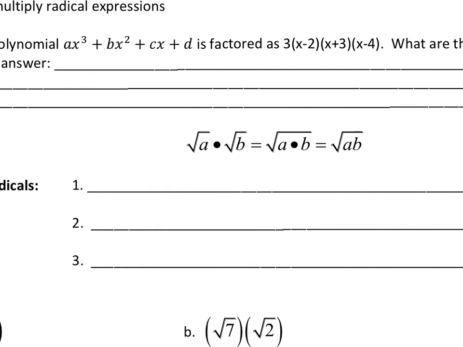A, if you notice, is the first letter here. So to get your a value, just multiply all the first numbers here. So this would be 1, 1, and 1. So 3 times 1 times 1 times 1. So a would be 3.